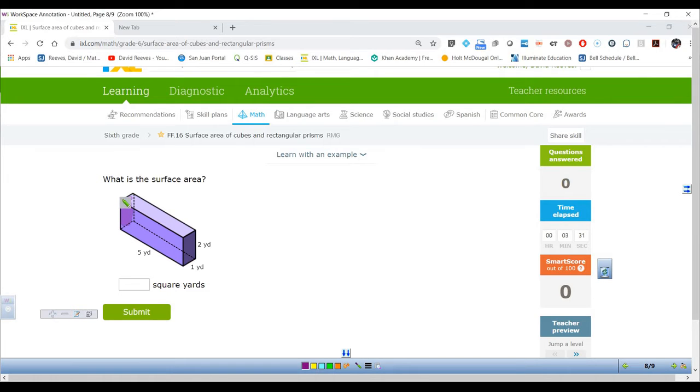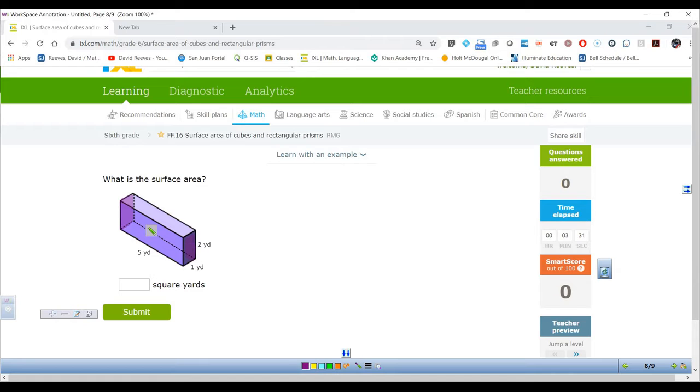So this face, and this is called a face, by the way, this face over here and this face right here are congruent. So we call those the bases. The bases are always parallel to each other. They're always across from each other. And they're called the bases, and they're rectangles. So this is a rectangular prism. If they were triangles, it'd be a triangular prism. Or if they were circles, we call that a cylinder.